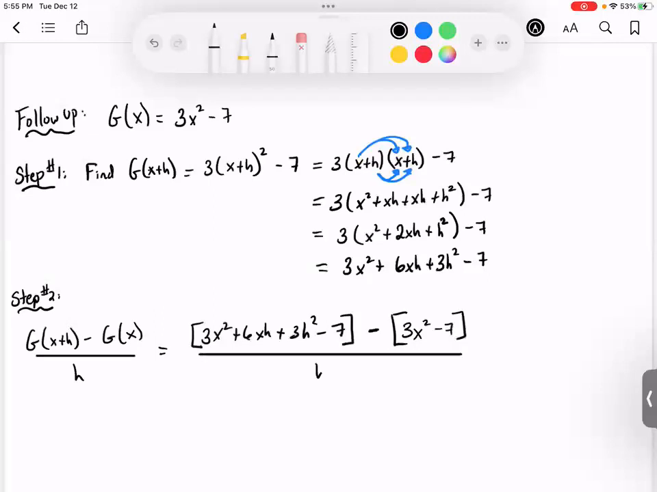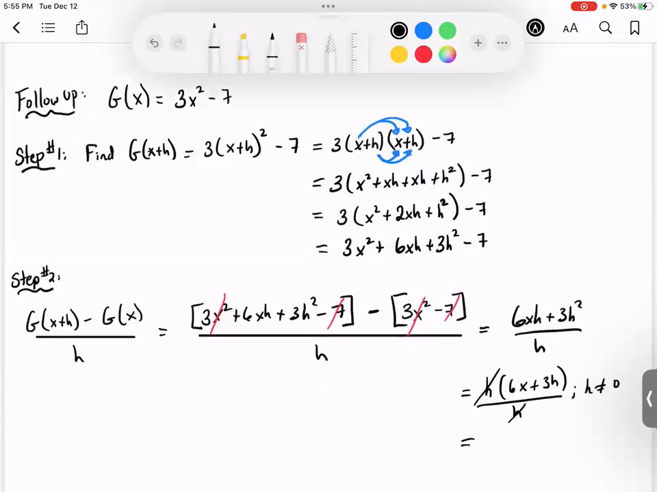So the purpose of the brackets is so that whatever terms they have in common, I can just cancel out. The terms that they have in common are the 3x squareds and the negative 7s. What we're going to get is 6xh plus 3h squared over h. You could factor an h out of the numerator. As long as h is not equal to 0, those h's will cancel. And the difference quotient for this example, the final answer, would be 6x plus 3h.